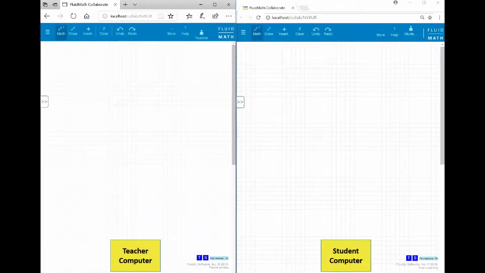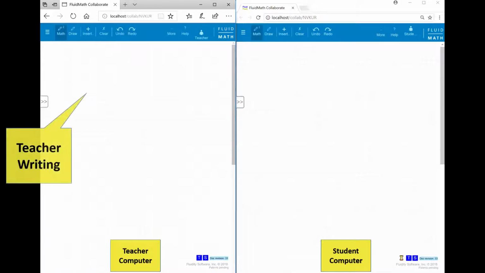Here we can see Collaborative FluidMath in action. The two browser windows shown here represent two users, a teacher and a student, sharing the same collaborative math page.